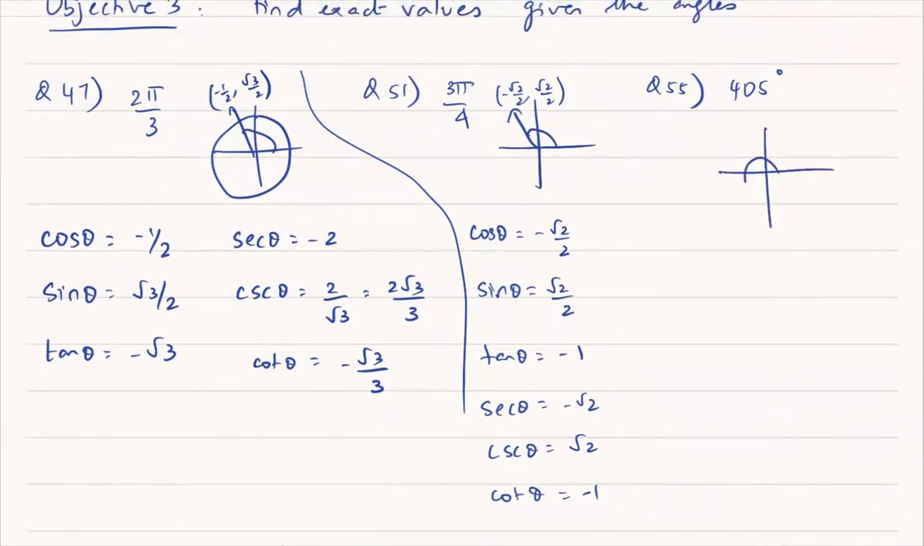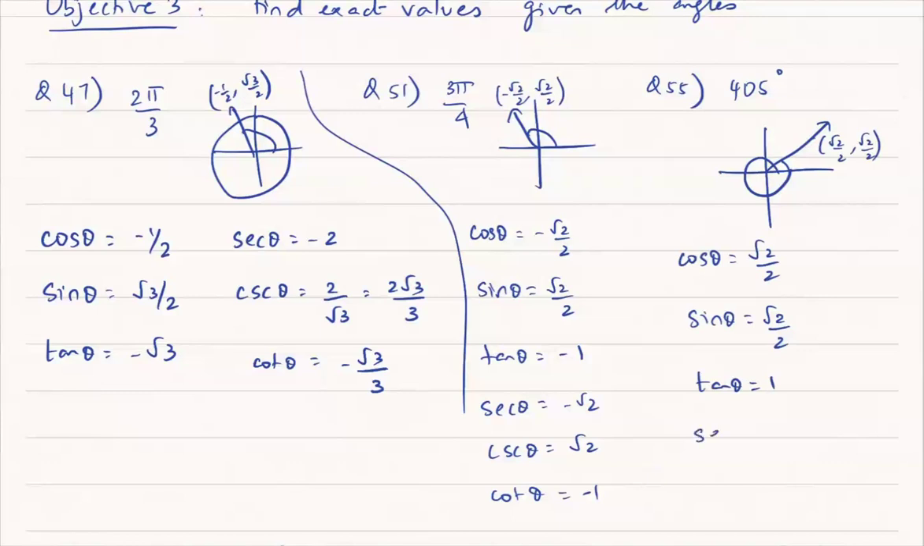405 degrees. You go one revolution, 360, and then you go 45. So now here it is root 2 over 2, root 2 over 2. So that means cosine theta is root 2 over 2. Sine theta is also root 2 over 2. Tan theta is sine over cosine. So that makes it 1.